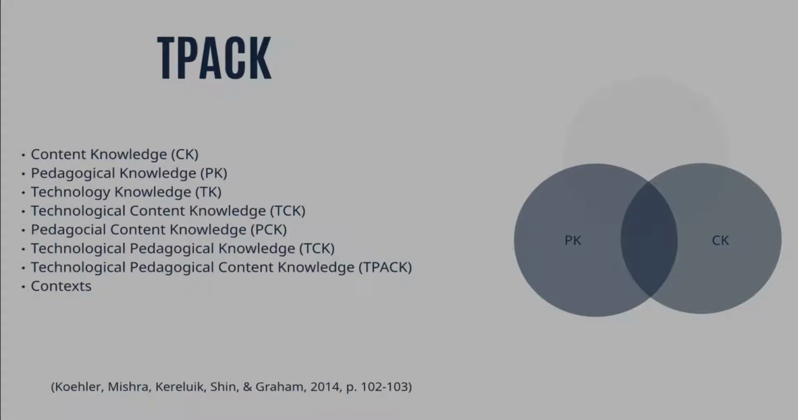The third component, technology knowledge, refers to knowing the types of technology that can be implemented in the course. These three components overlap, forming four additional components that affect and influence one another. Technological content knowledge is the interaction between content knowledge and technological knowledge. What an instructor knows, or doesn't know, about the technology she is using can affect how she teaches the content.